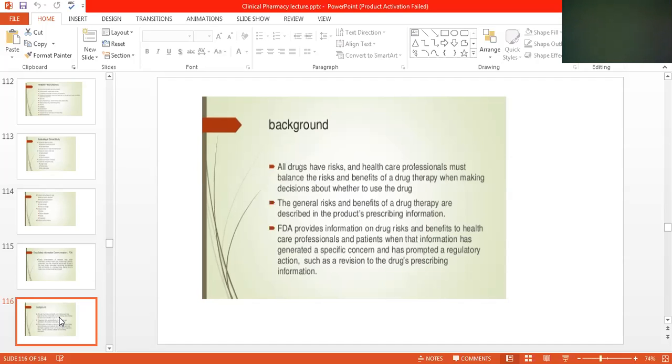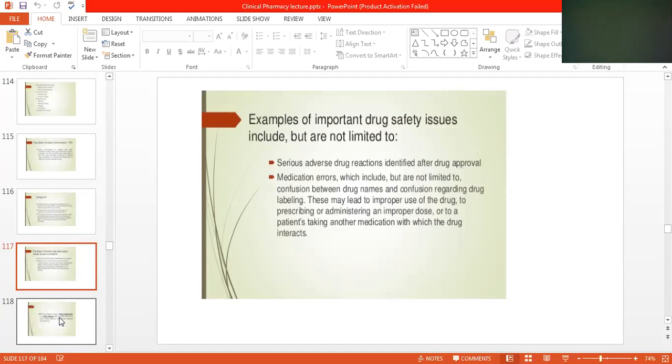Examples of important drug safety issues include, but are not limited to, serious adverse events identified after drug approval. Once the drug has been approved by the Ministry of Health, when you are trying it on patients, you must be ready for adverse drug reactions, and you must have all those drugs which can counter such types of adverse reactions.